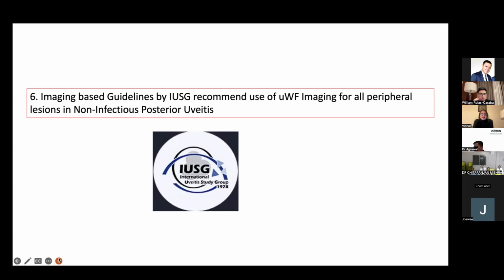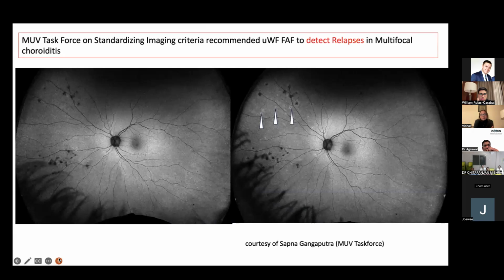So recently, many of you are aware we will be coming up with MOVE guidelines, which are imaging-based guidelines by IUSG as a sequel to SUN 2, showing the imaging characteristics. There also, this is picture courtesy of Sapna, the MOVE task force showed that ultra-wide field FAF was very important to detect relapses in multifocal choroiditis. As you can see, the arrowhead indicates the development of new lesions in the periphery, while the posterior pole is by and large normal.